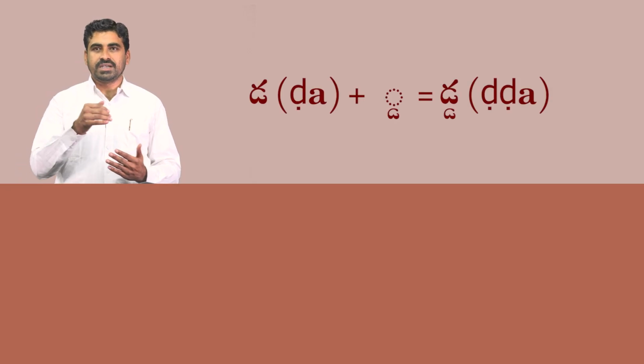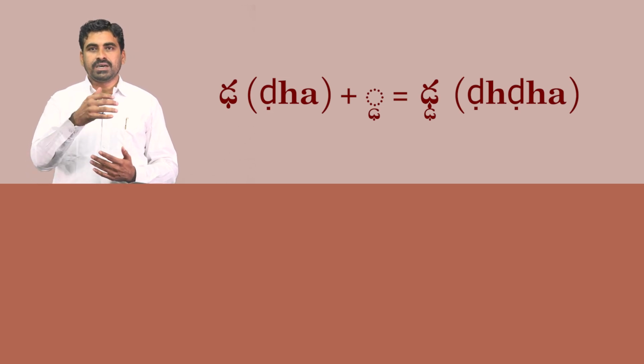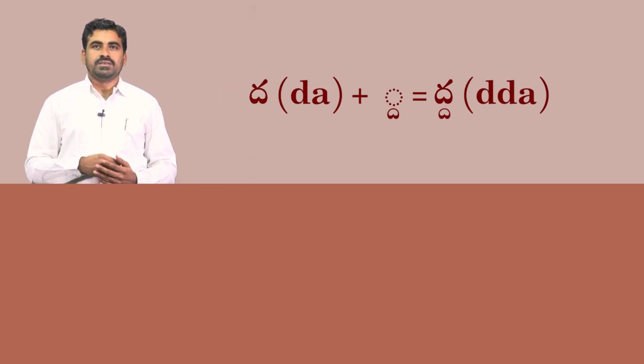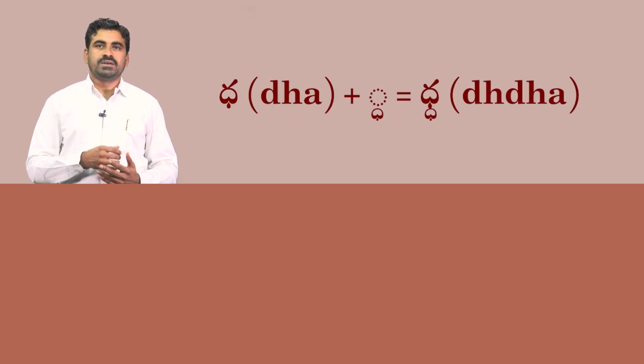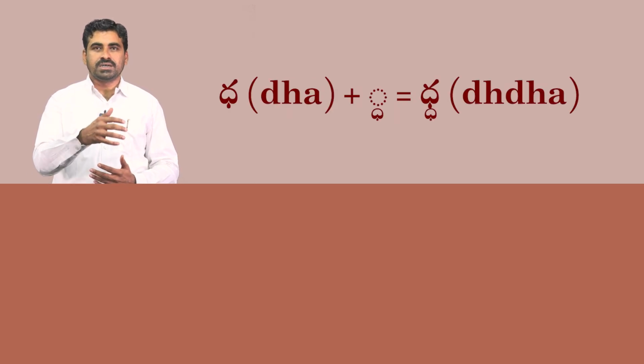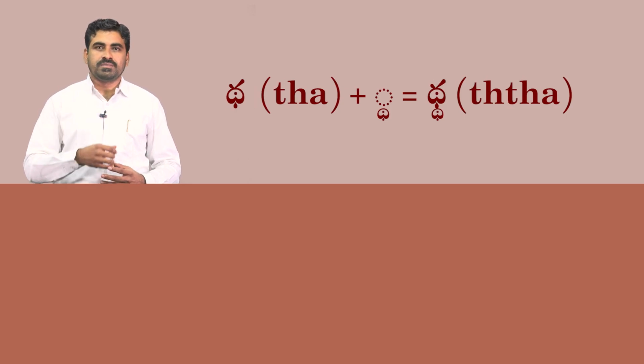Here, observe how secondary symbols are attached to consonants. Da plus aa, daa; dha plus aa, dhaa; tha plus aa, thaa.